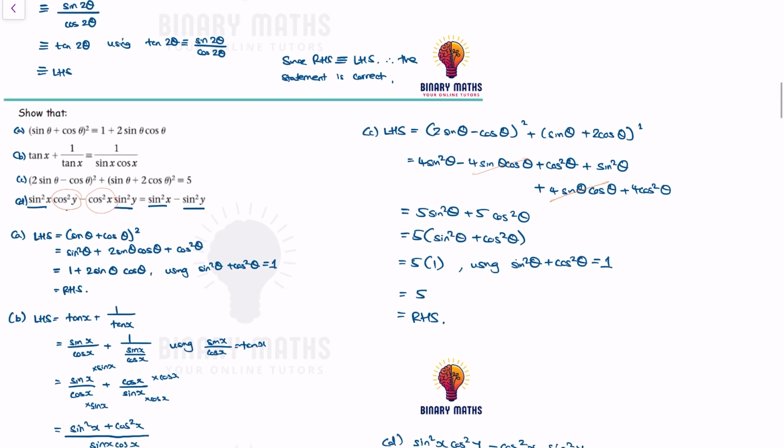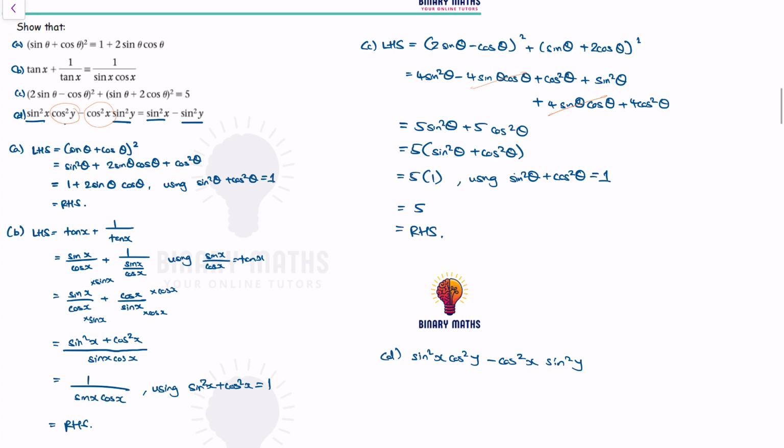Oops, I didn't write left hand side. Let me just write it out. Left hand side is equal to, this is D. Okay, so I'm eliminating the cos squared y. So sine squared x times 1 minus sine squared y. I have to eliminate the cos squared x, so it's 1 minus sine squared x times sine squared y. So again, all I'm using is sine squared x plus cos squared x is equal to 1.